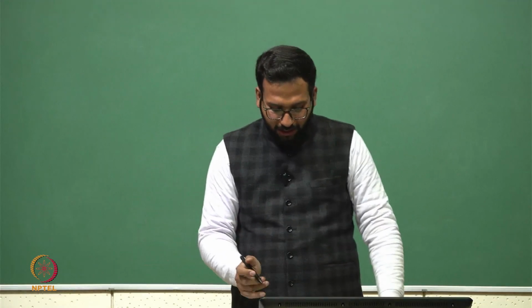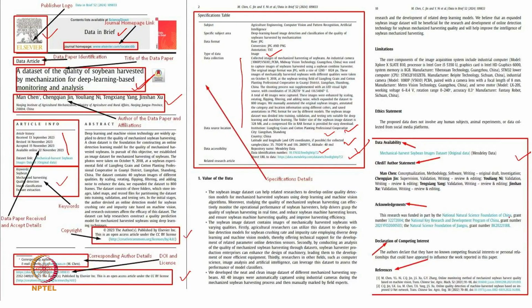Now if you see on the right hand side, these are the auxiliary content details: data availability, then acknowledgement, declaration of competing interest, and in the end references are given. The general layout of the article and data paper is quite similar, except that an article has a structure of introduction, methodology, results and discussion, but a data paper has specification about the data set.